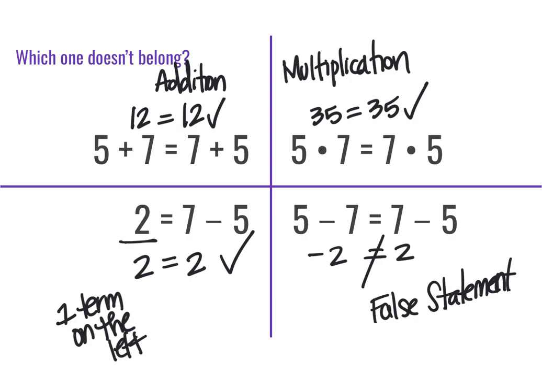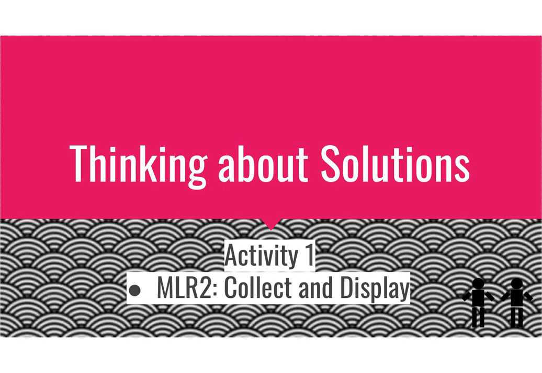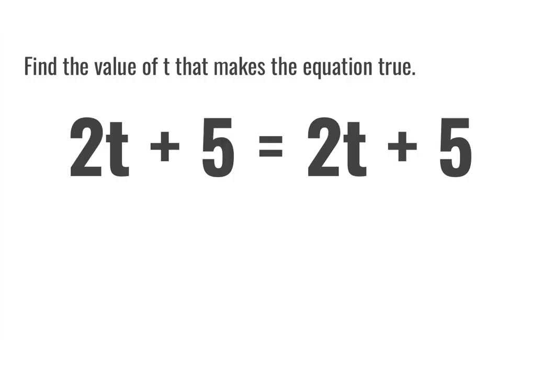All right, let's keep moving. So again, today we're thinking about solutions. We're going to start looking at different equations and reasoning about the type of solution or the number of solutions that we will have. So here we're looking at 2t plus 5 equals 2t plus 5. So what are some things that you notice? Do you notice that the same thing on the left is also on the right? So what is a value of t that would make this equation true?